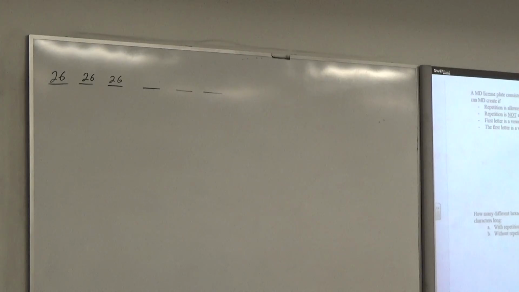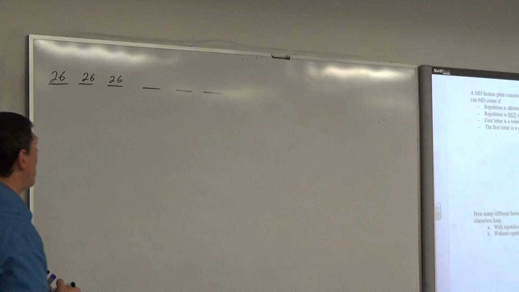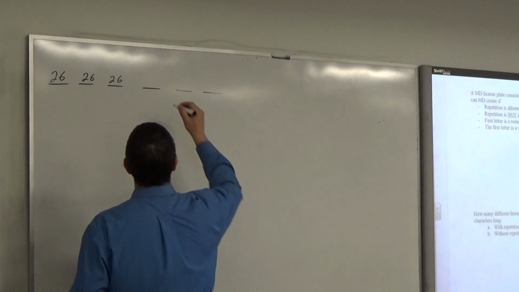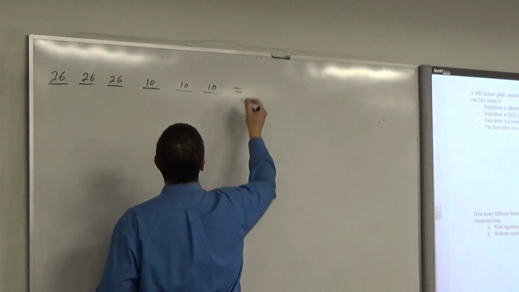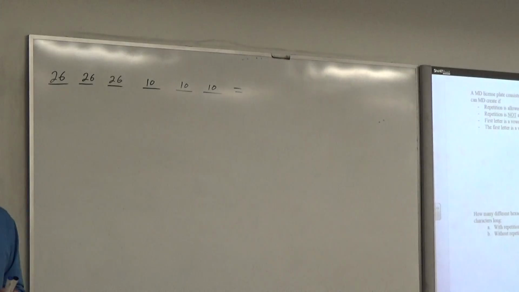Because 0, 1, 2, 3, 4, 5, 6, 7, 8, 9. So we have to make sure that 0 is included as a digit. So it would be 10, 10. Does that make sense to everybody, guys, as to why it's not 999? It has to be all 10 of the digits.